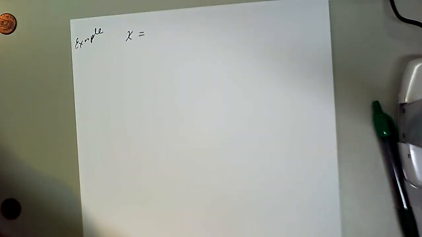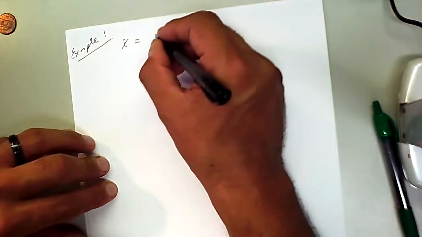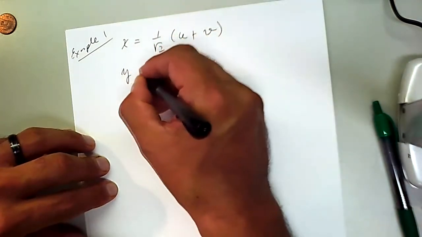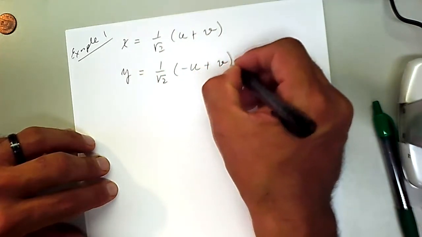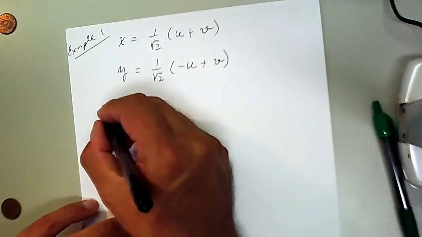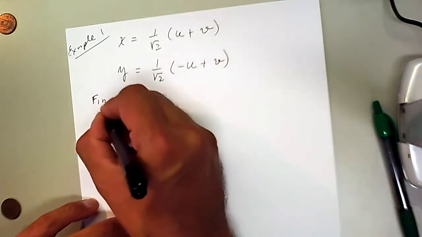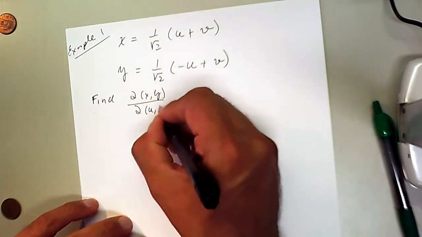I don't think we've done an actual example yet of anything in this video. So let's label this example one. x equals 1 over the square root of 2 times u plus v, y equals 1 over the square root of 2 times negative u plus v. And what is the Jacobian of this transformation? That is the question. Find the Jacobian of x, y with respect to u, v.